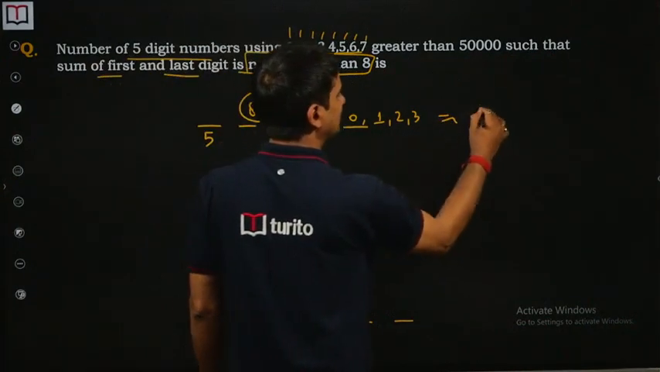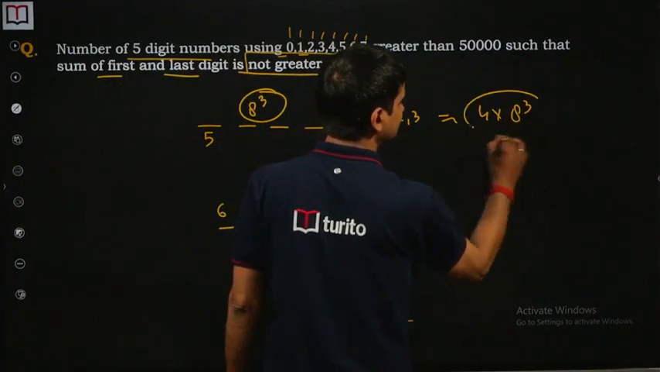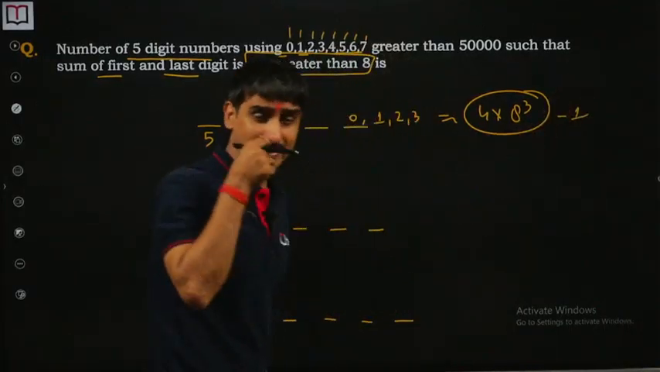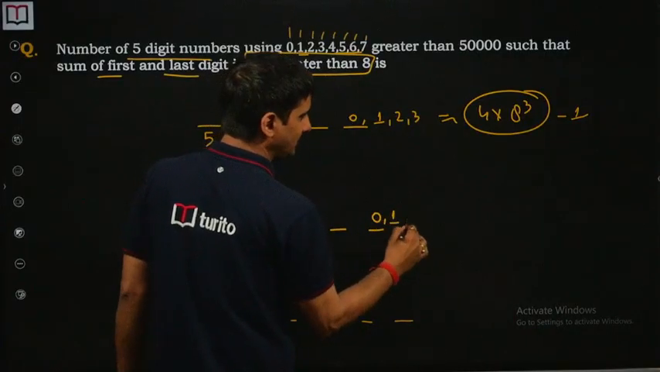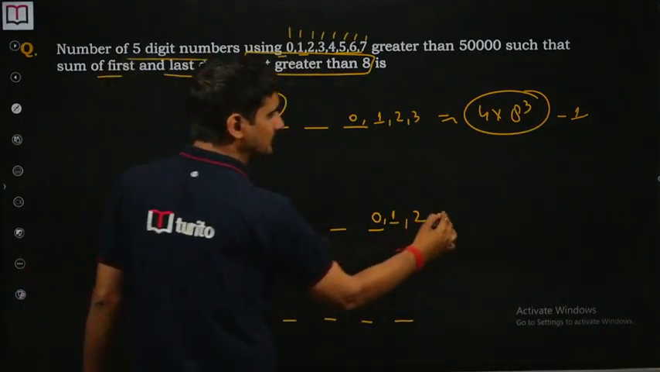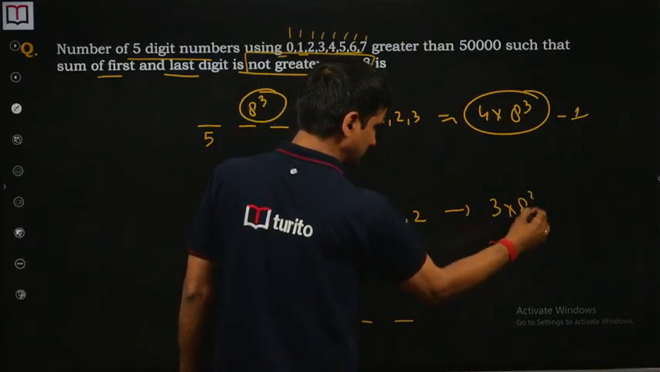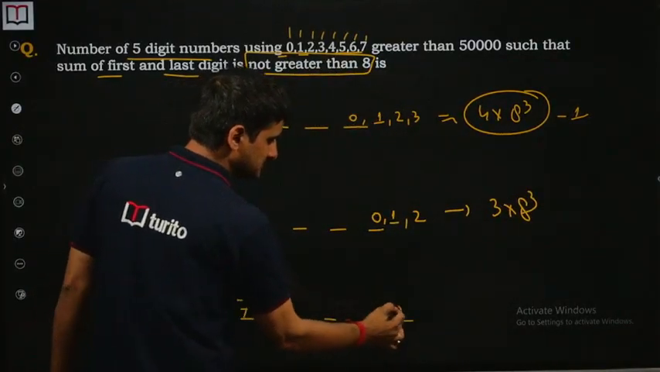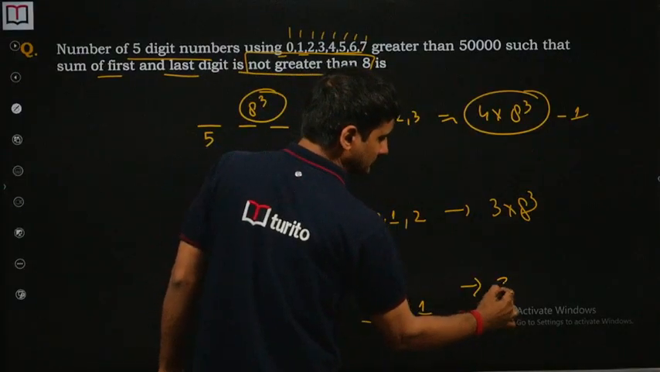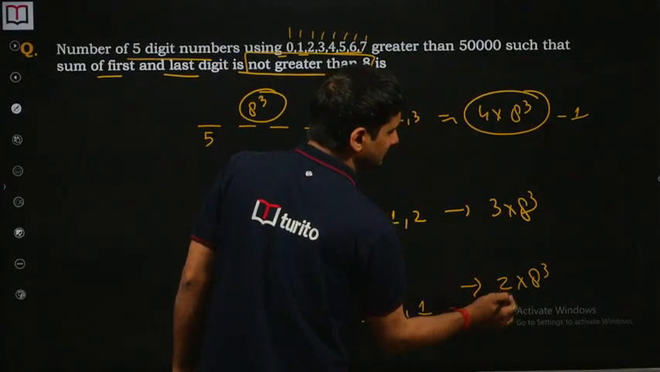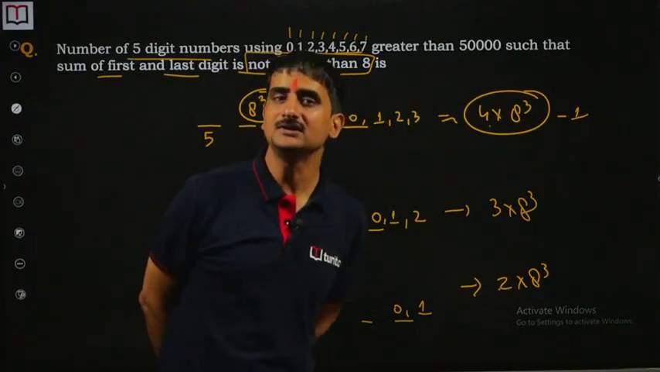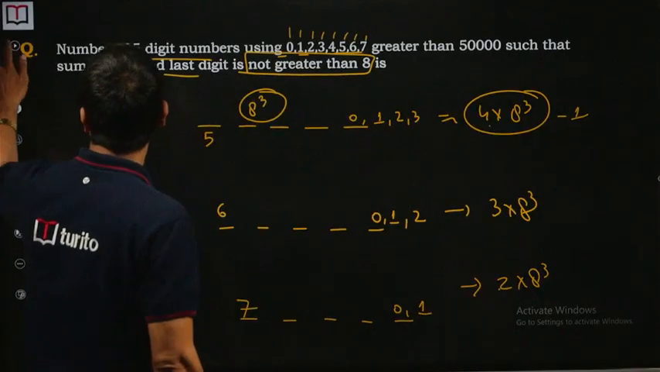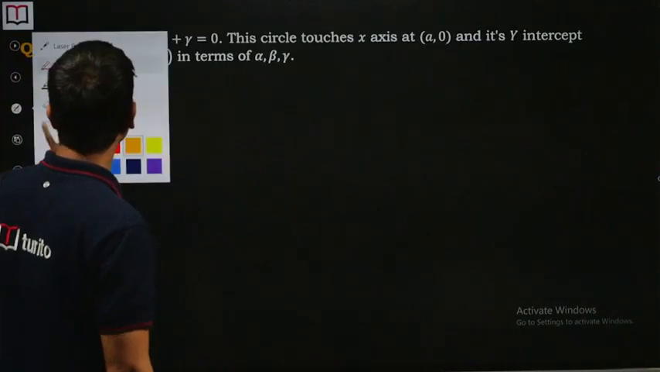So the answer is 4 into 8 cube, of course minus 1, barring that 50,000 case. Similarly, for here, it's 0, 1, 2. Again, you have 8 cube possibilities, so 3 into 8 cube. And then for 7, it's 0 and 1, and this is 2 into 8 cube possibilities. So 2 plus 9 into 8 cube minus 1 should be the answer here. So that's my answer for this question. And now moving to the next one.